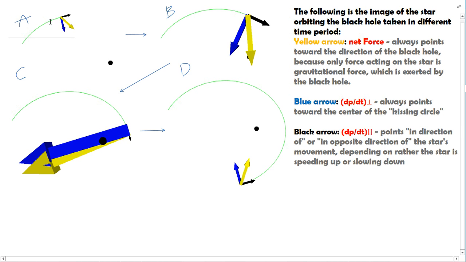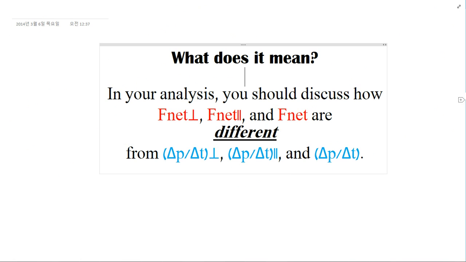So as you can see, from A to C, the black arrow is actually pointing toward the star's movement, but in D, the black arrow is pointing in the opposite direction, because as it approaches the black hole, which is pulling the star, it is speeding up because the force is getting greater, but as it goes away from the black hole, the speed is slowing down, causing the black arrow dp/dt parallel to point in the opposite direction of the star's movement. So what does it mean?